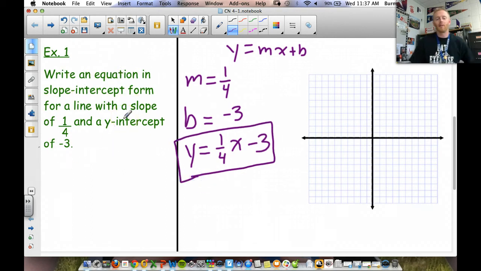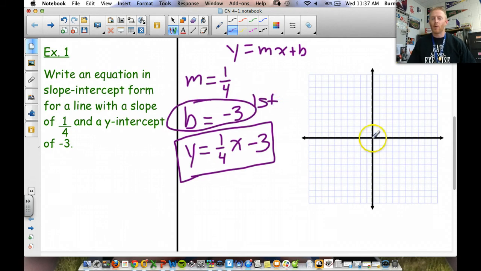Now our job is to graph this information as well. We first graph our y-intercept, which is going down 3, 1, 2, 3. And then we graph our slope, which is 1/4. Remember, slope is rise over run. So I go up 1, to the right 4. Up 1, to the right 4.